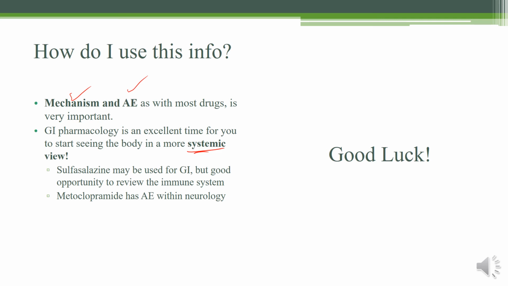For example, sulfasalazine can be used as a gateway to study the immune system, maybe a quick review to see how that works, how aspirin works. And metoclopramide can be used again when you can go back and review it when you get into neurology, or you could read ahead, if you're ambitious enough.